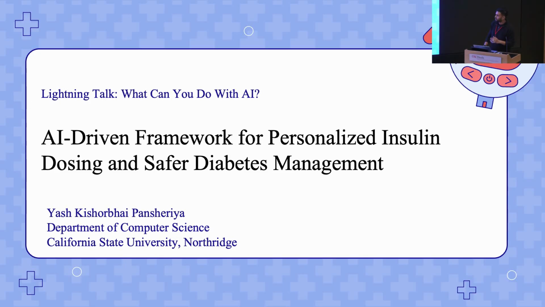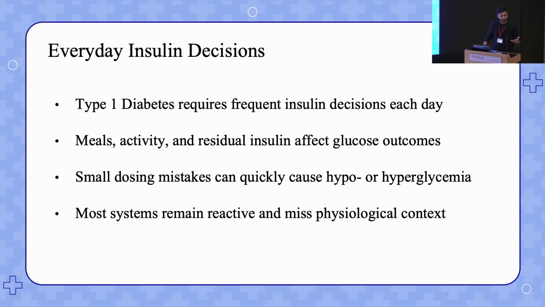I will start my talk with why these decisions are hard, because type 1 diabetes requires many insulin dosing decisions each day, and these decisions can be affected by meals, physiological factors, activity, and many other body-related features. A small error while taking this dose can lead to a severe medical condition for the patient. Most of the current systems are reactive, and they are not using multimodal data to give a decision. So we ask this question: can AI prevent and solve this issue while having a human in the loop?